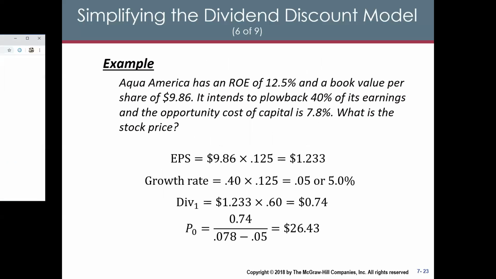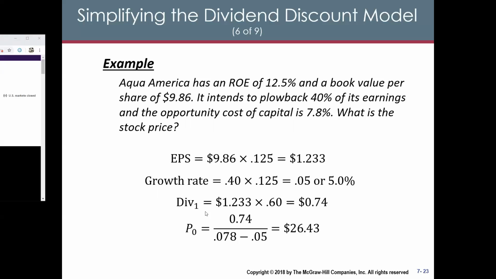So we know the earnings per share is 9.86, the book value multiplied by the return on equity and multiplied by 0.125. So earnings per share here is $1.233. And the formula for the growth rate, G, is the ROE multiplied by the plowback ratio. So it's 40% multiplied by the 12.5%, the ROE. So the growth rate is 5%.